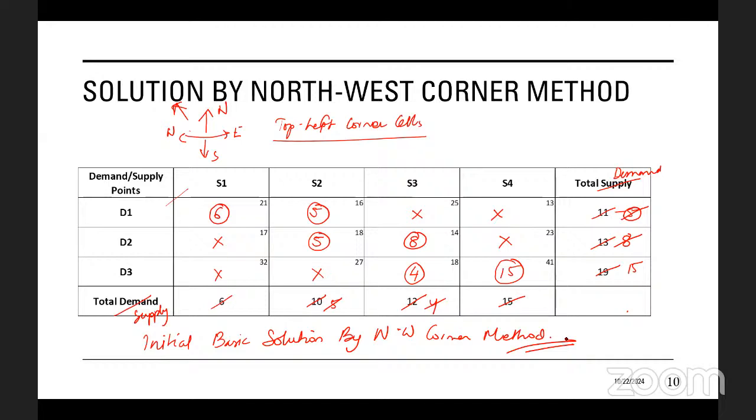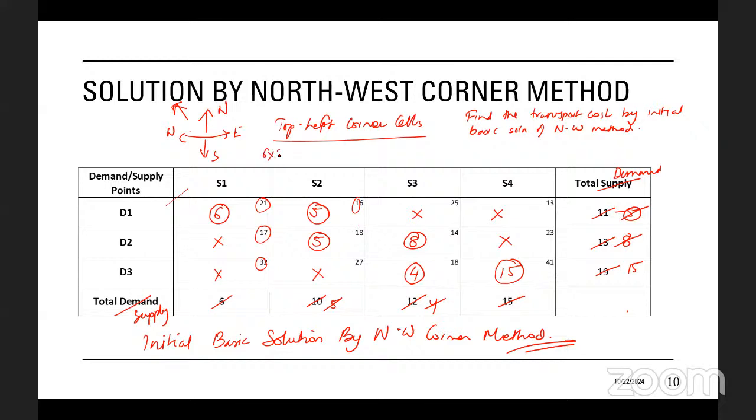If someone asks to find the transportation cost by the initial basic solution of the northwest method, then you will just need to multiply these quantities with the costs. These are the costs as given in the matrix. We can just do it once quickly. What will be the cost?